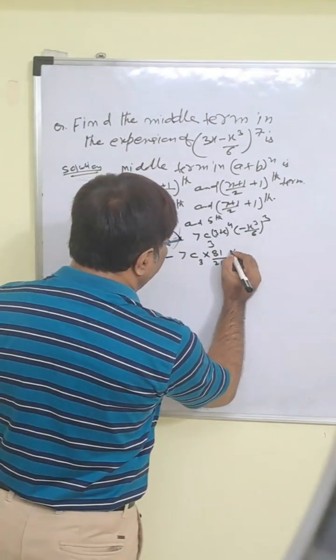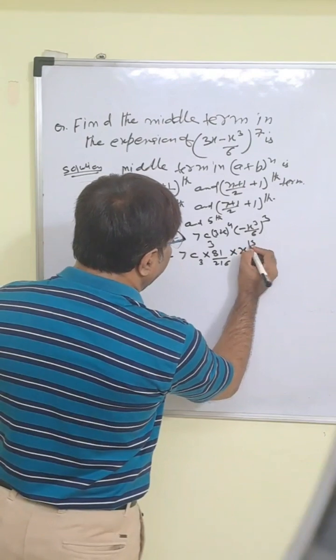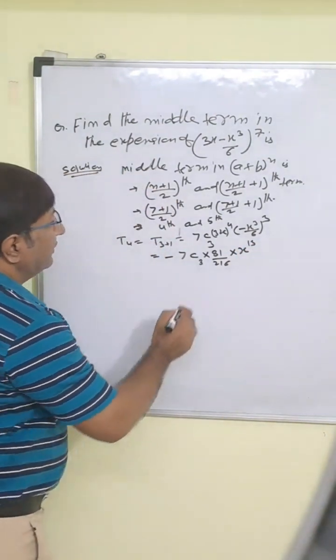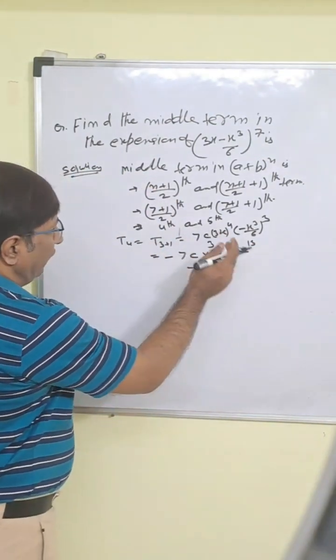So 9 plus 4 is 13, and we get x to the power 13. This is our correct answer for T4.